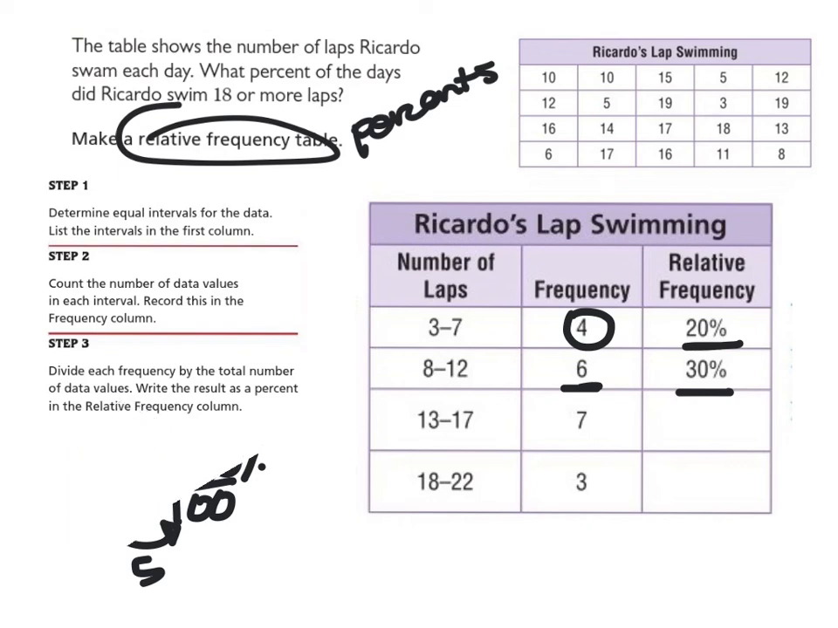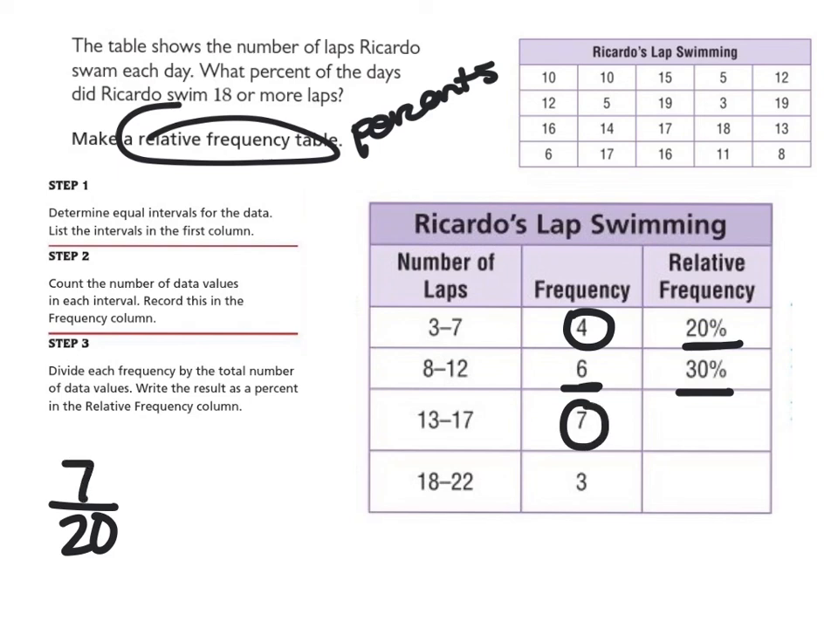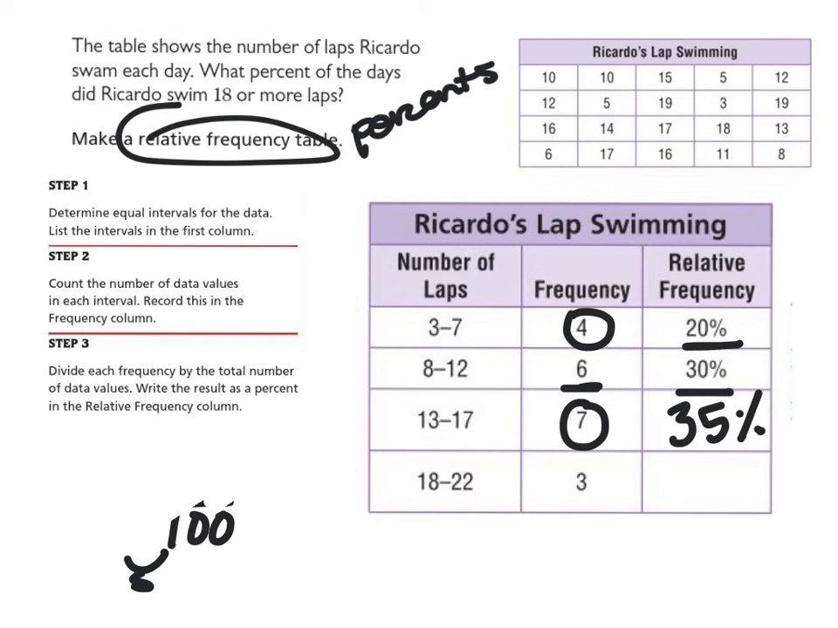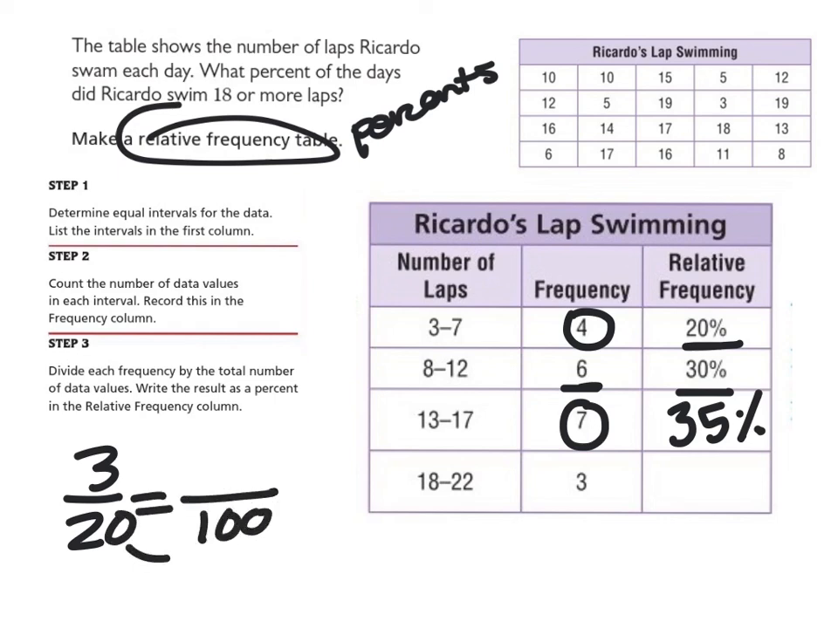Now let's do the ones that aren't filled in. So we're still working with 20 days total. If there are 7 in the frequency, what percentage is that? Again, we're multiplying by 5. 7 would be 35%. And last but not least, we're looking at 3 out of 20, which equals, we can multiply by 5. 3 times 5 gives me 15%.